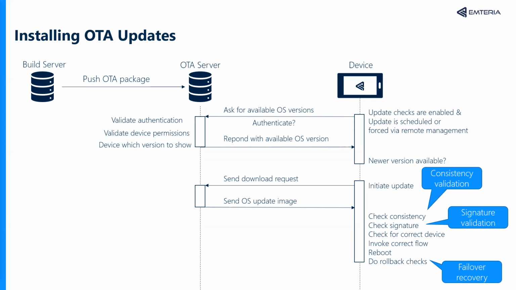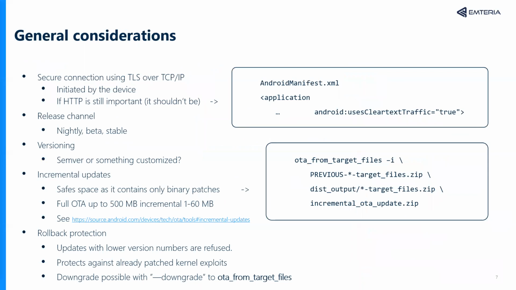So on the next slide, we are basically going through the general considerations of such things. Usually you would say communication should be through TLS or HTTPS, but I saw many cases where customers say, we have our own servers for distribution of the OTA, and we don't want to use that, or we cannot use certificates. So we still want HTTP. So you need to use clear text traffic in your manifest, at least on newer versions of Android. I think it started with Android 10 or 11. I'm not sure. Otherwise, they won't even communicate with your servers and won't be able to install any updates from there.